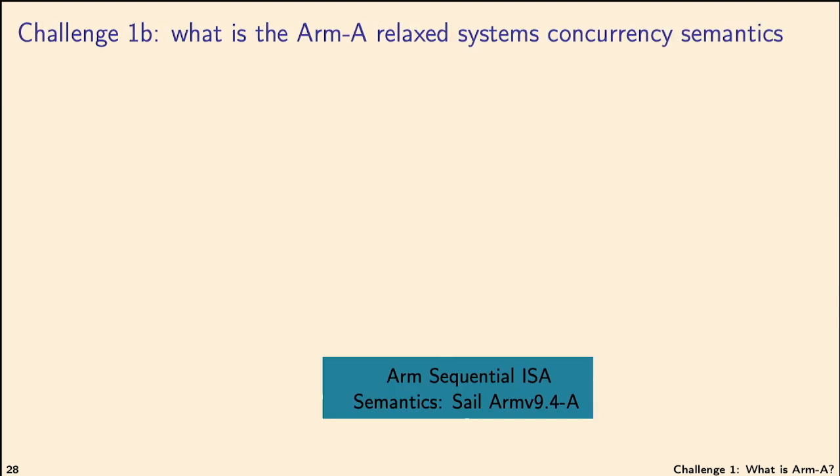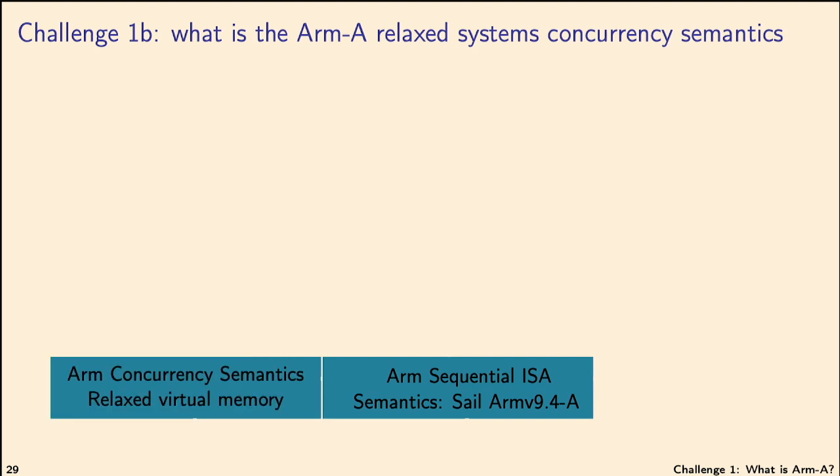Okay, so we kind of know what the sequential instruction-local semantics is, but we know that ARM is not a nice, simple SC machine. Right? ARM has a relaxed memory model. So we need to figure out what that is.